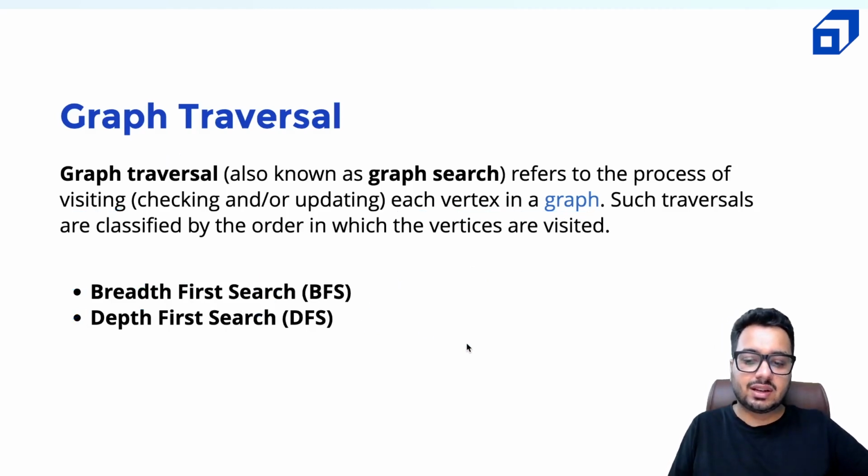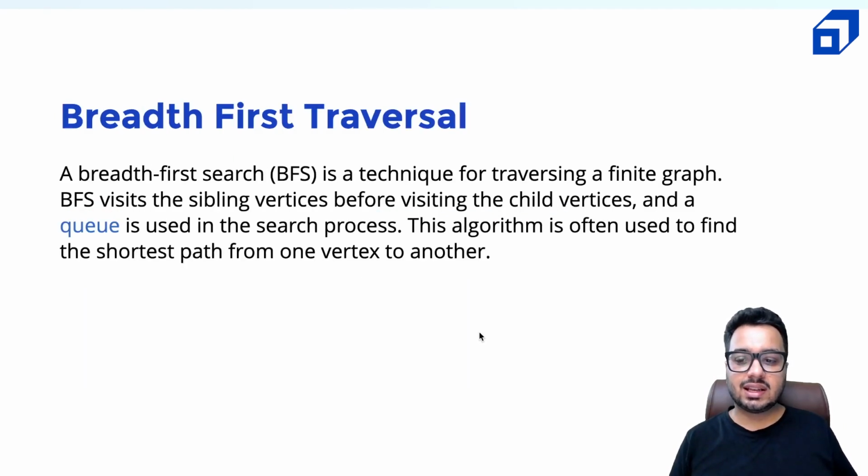BFS has many applications, and one of the most commonly used applications is finding shortest paths in undirected graphs. We'll also look at such applications in this tutorial. So let us start talking about BFS. It is a technique for traversing a finite graph. That means the number of nodes in the graph would be finite. And the way it works is it visits the sibling nodes before visiting the child vertices. So what does it mean?